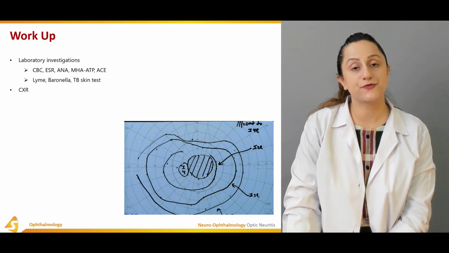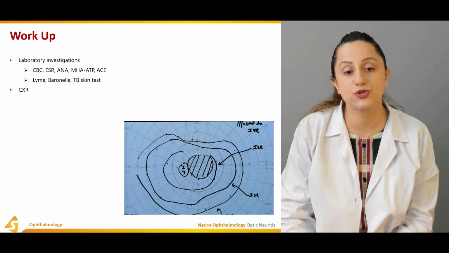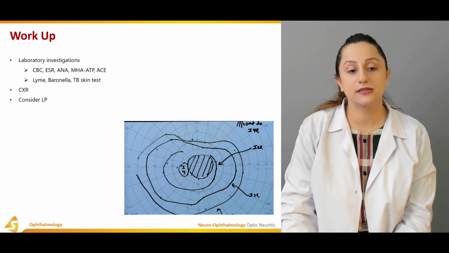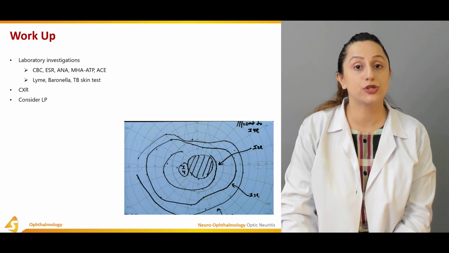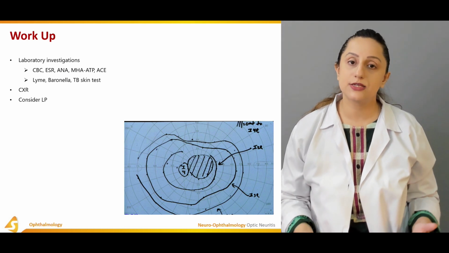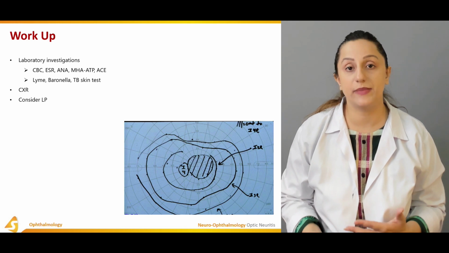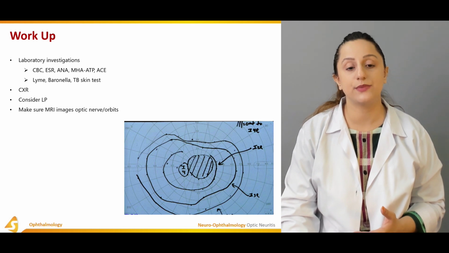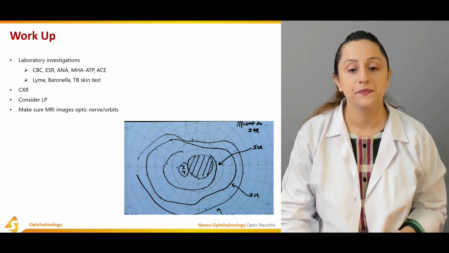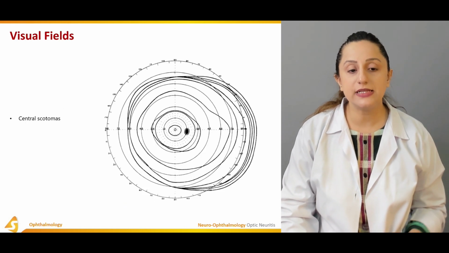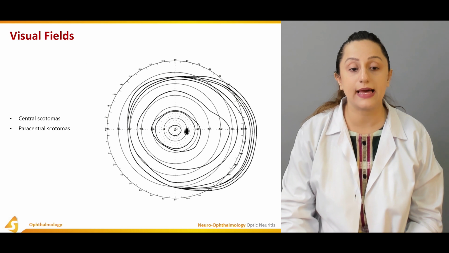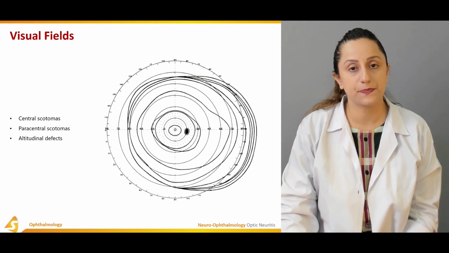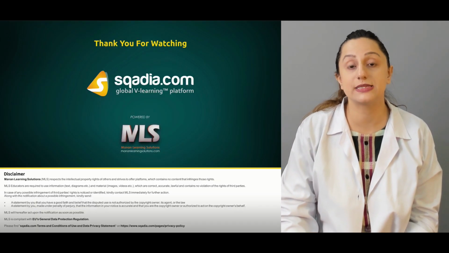Chest x-rays are sometimes performed in a lot of individuals just to exclude tuberculosis. We also sometimes consider lumbar punctures, and they are basically going to exclude any cases of meningitis, which can be either of a bacterial origin or of a viral origin in these individuals. Make sure the MRI images of the optic nerve and the orbits are taken in the individuals. The visual fields are tested for any central scotomas and then paracentral scotomas if they're found in the visual field. Altitudinal defects, if they're found, have to be highlighted in these individuals as well.